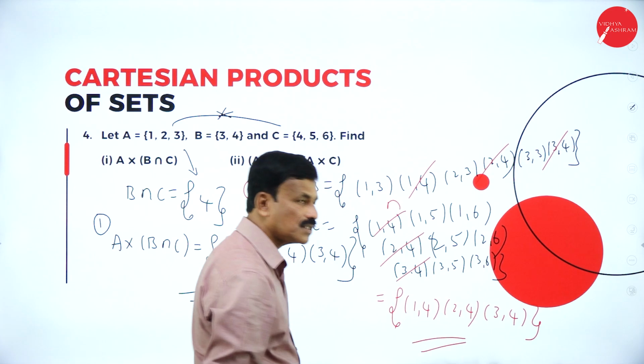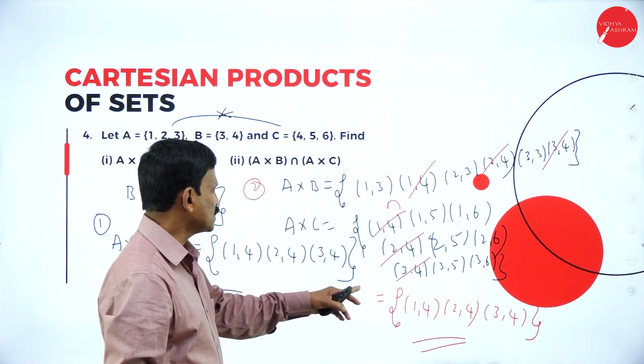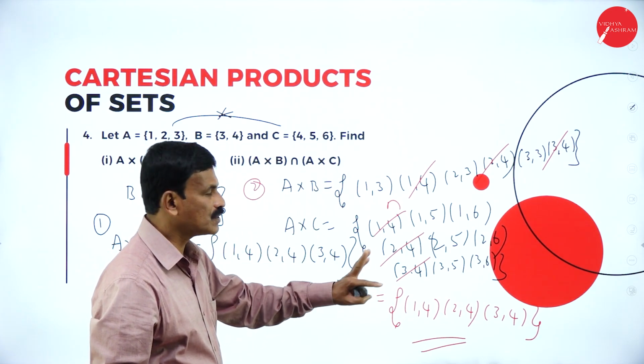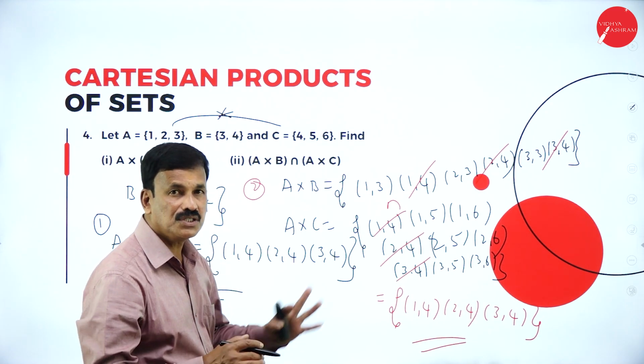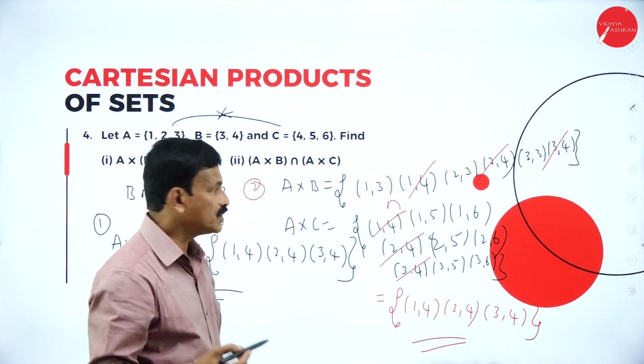This is the intersection. So, A cross B intersection A cross C is (1,4), (2,4) and (3,4). That's it. The common elements in these two sets. Now, move on to the next one.